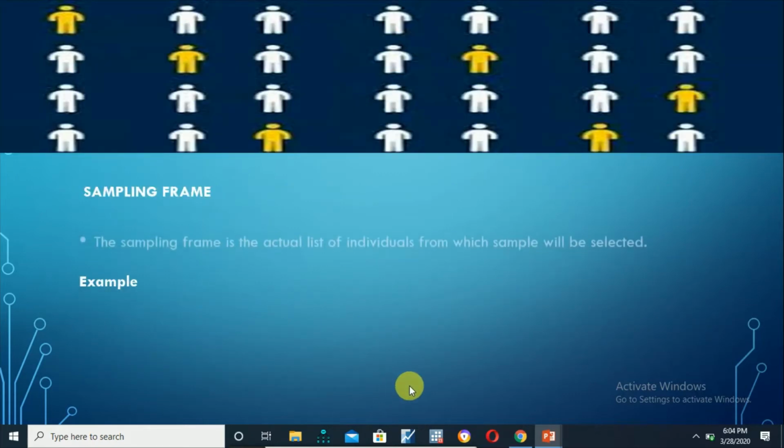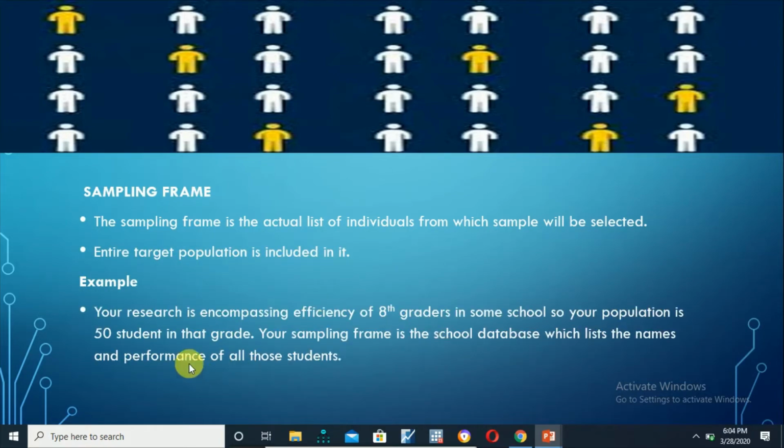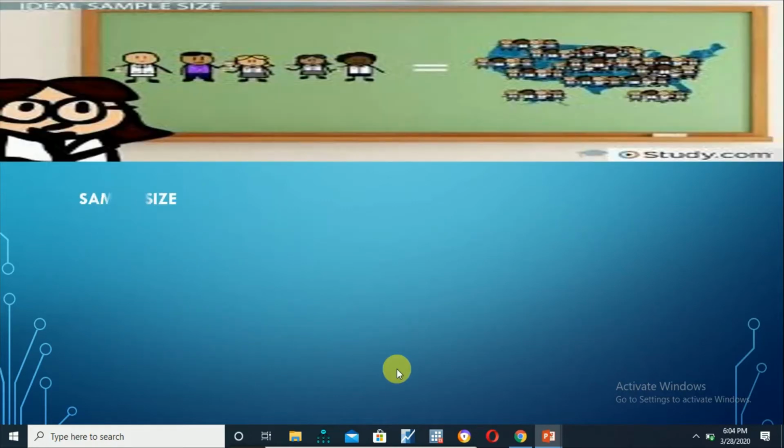Sampling frame. Sampling frame is the actual list of individuals from which the sample will be selected. The entire target population is included in it. Suppose your research is encompassing the efficiency of 8th graders in some school. So your population is 50 students in that grade. Your sampling frame is the school database which lists the names and performance of all those students.